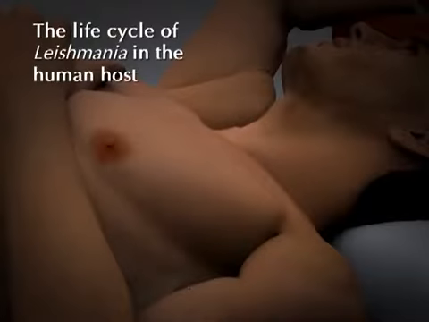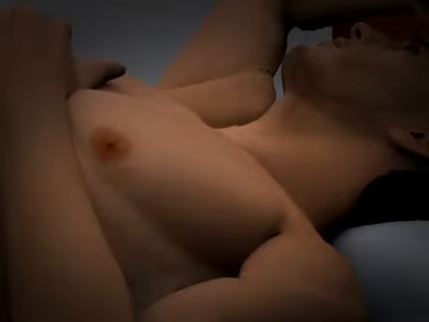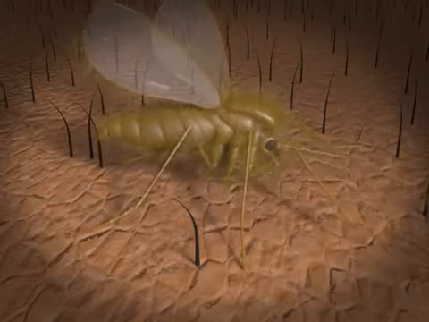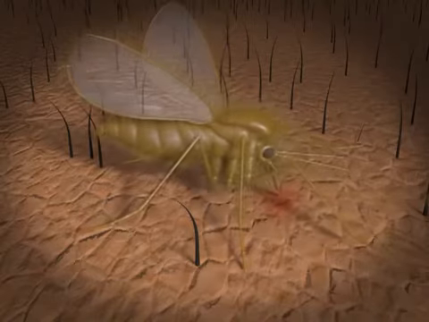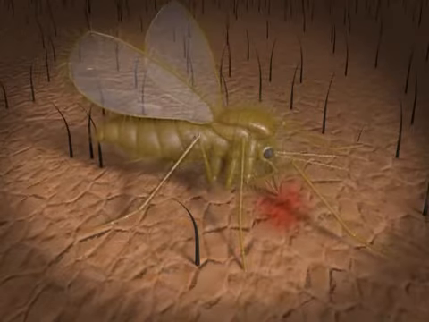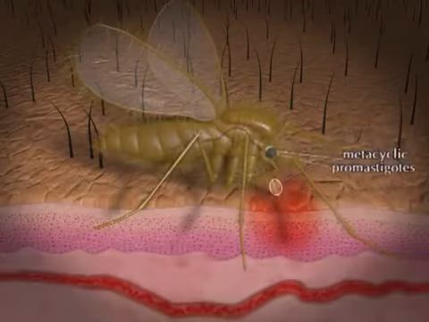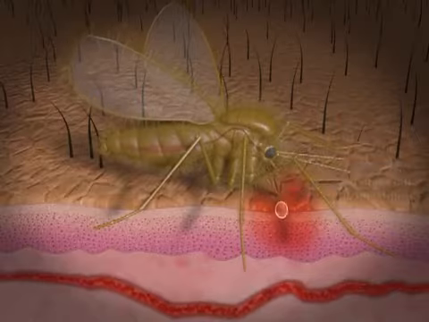The life cycle of Leishmania in the human host. The life cycle begins with a female sandfly insect, which is infected with Leishmania, biting a human host. Following the ingestion of blood, the metacyclic promastigotes are released and enter the host through the bite site by regurgitation.